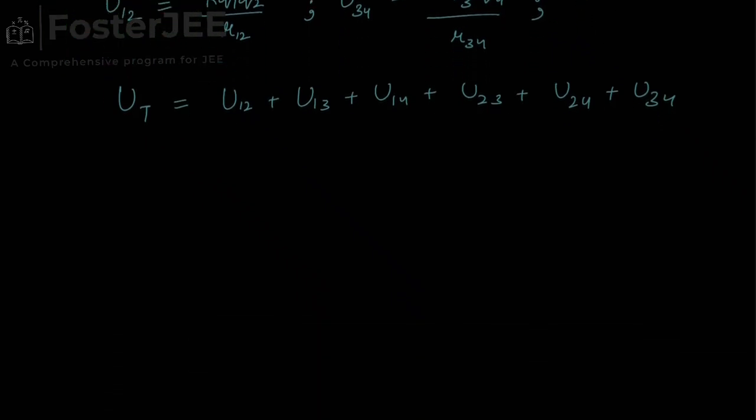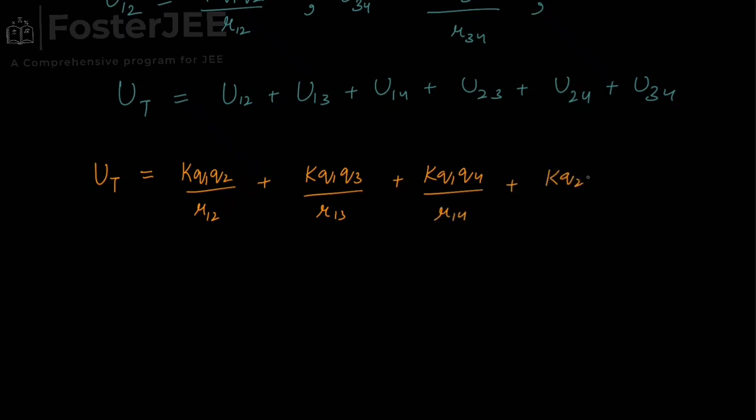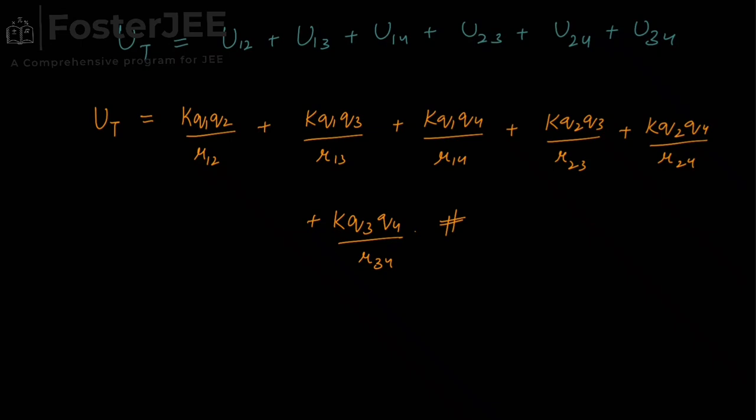And writing the complete equation, we can write the total potential energy of the system as KQ1Q2 upon R12 plus KQ1Q3 upon R13 plus KQ1Q4 upon R14 plus KQ2Q3 upon R23 plus KQ2Q4 upon R24 and finally plus KQ3Q4 upon R34. This is our final potential energy of the system.